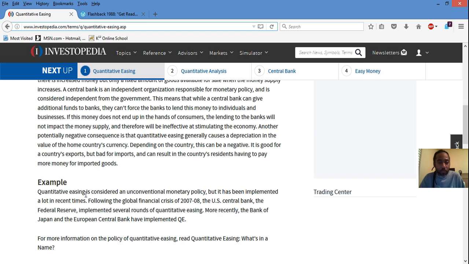So it gives an example of, right here it says, quantitative easing is considered an unconventional monetary policy, but it has been implemented a lot in recent times. Following the global financial crisis in 2007-2008, the U.S. Central Bank, the Federal Reserve, implemented several rounds of QE. More recently, the Bank of Japan and European Central Bank have implemented QE. Even the Bank of England has also done this.